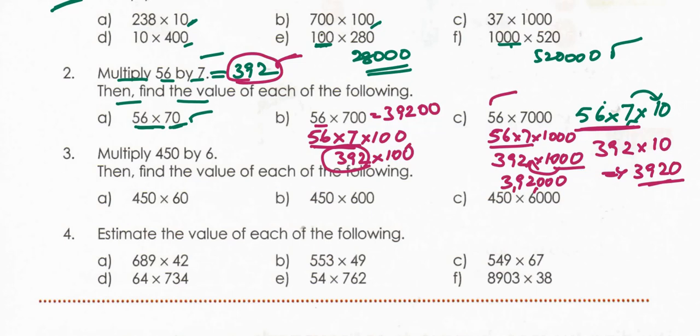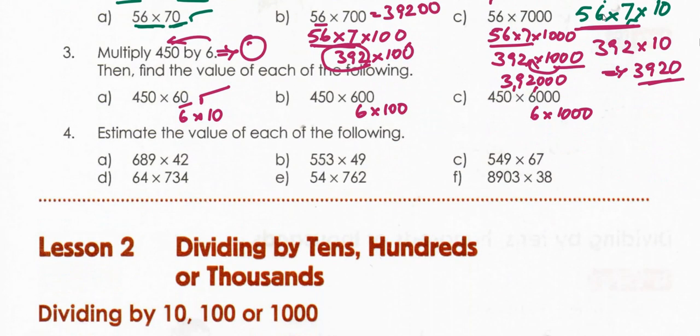Similarly you can do this also. First you have to multiply by 6 and check it. Split this. 60 can be written as 6 into 10. 600 can be written as 6 into 100. 6000 can be written as 6 into 1000. And then whatever value you get here, you keep it here and do it as we did for the second problem.